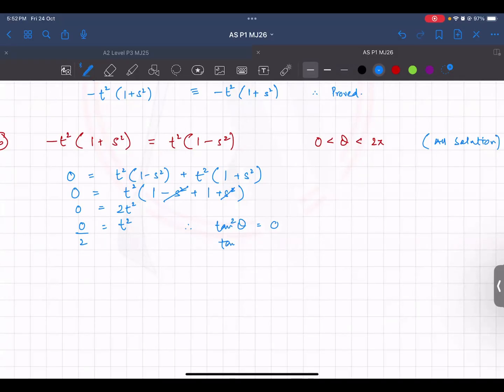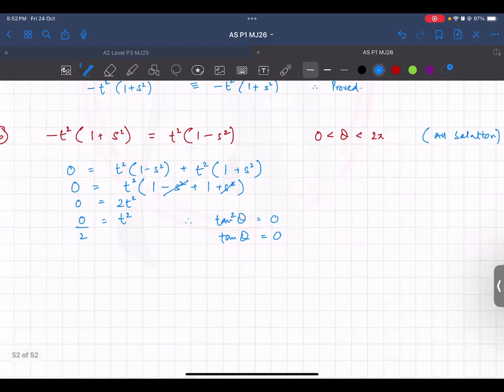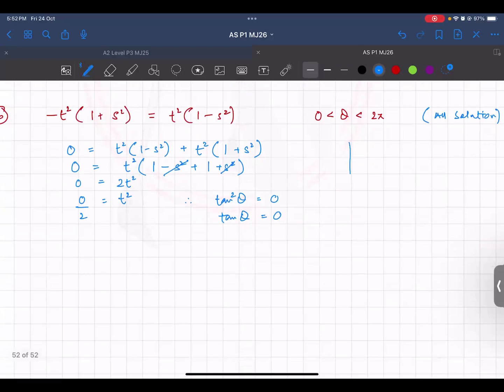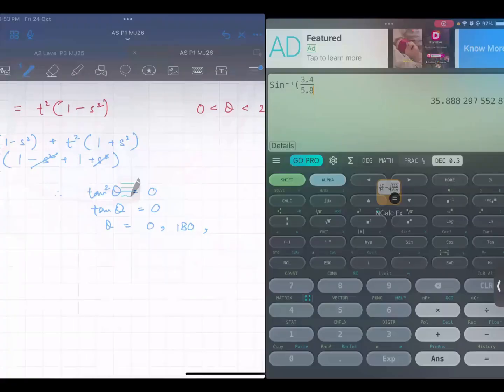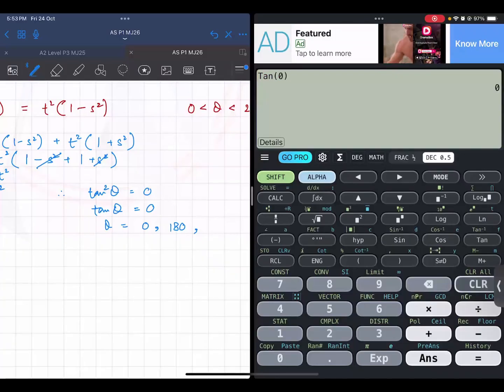So tan theta will be equal to 0, since the square root of 0 is again 0. So tan is 0 when, if you look at the graph of tan, right now we have not done graphs, but I will tell you the graph of tan looks like this. Tan is 0 at 0, and then tan is 0 at 180, and you can use a calculator as well. Tan 0 is 0, then tan 180 is 0, and tan 360 is also 0.